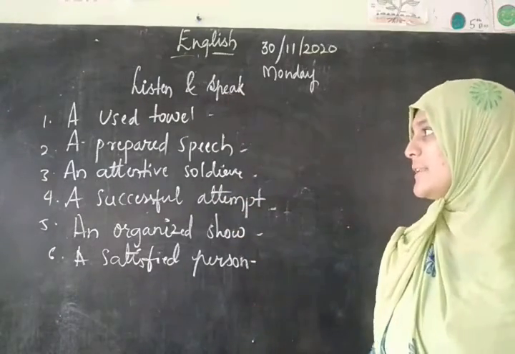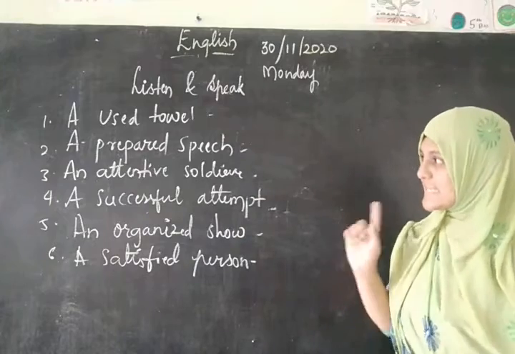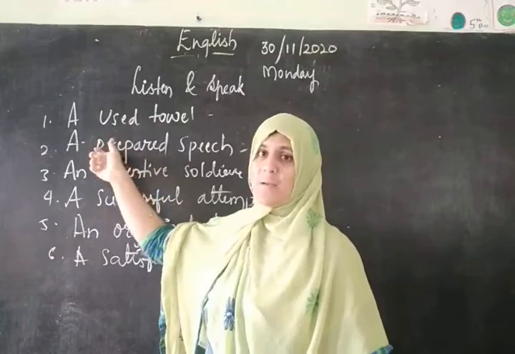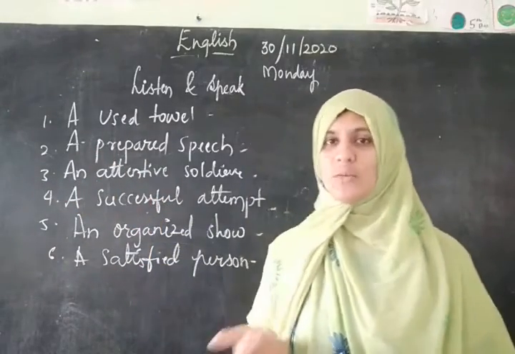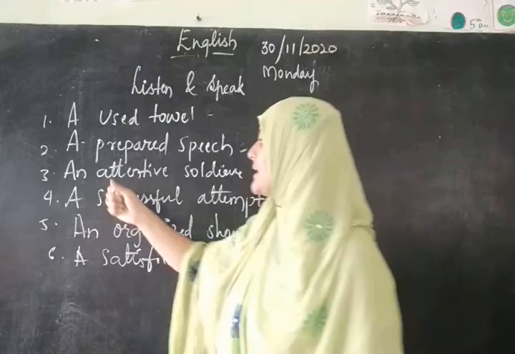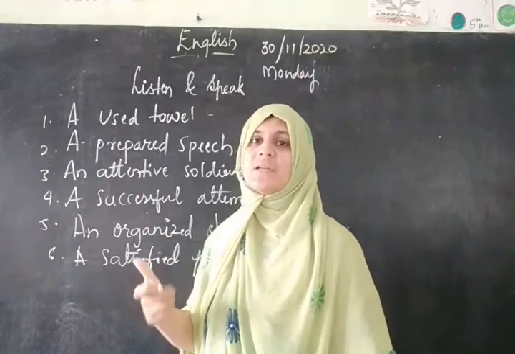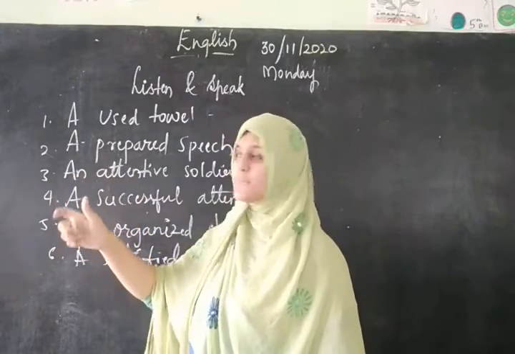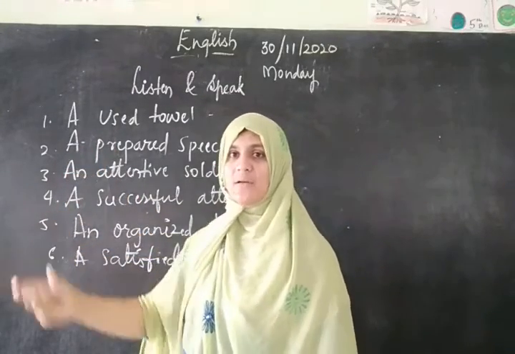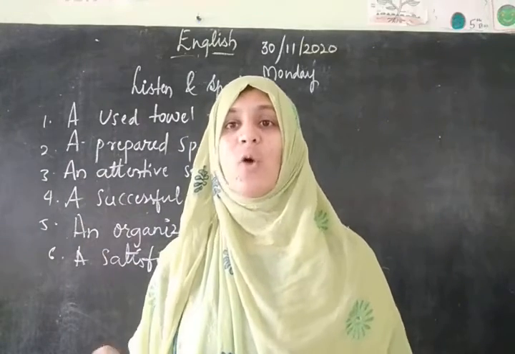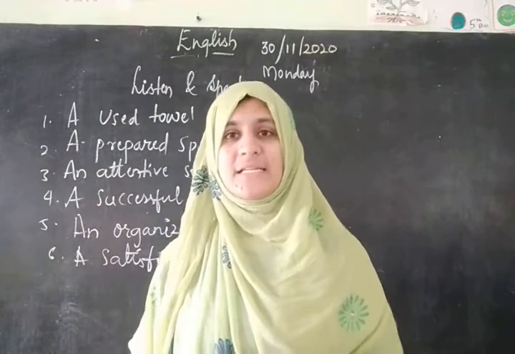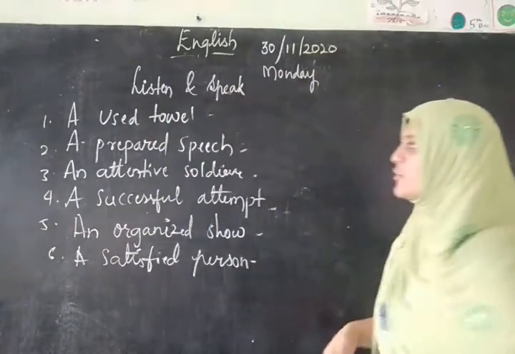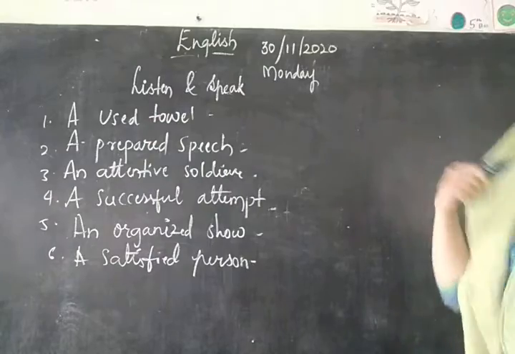When you look at the article, they've given a or an based on whether the word has a vowel sound or not. Example, prepared: P is not a vowel sound, so they've given a. And attentive: A is a vowel sound, so they've given an. That's the difference between a and an. An is the article written before a vowel sound. Now we have to make these into antonyms.